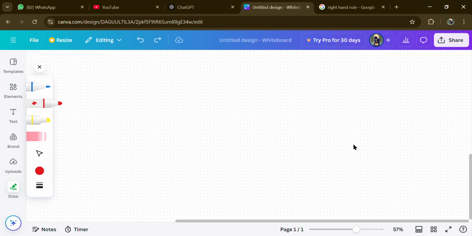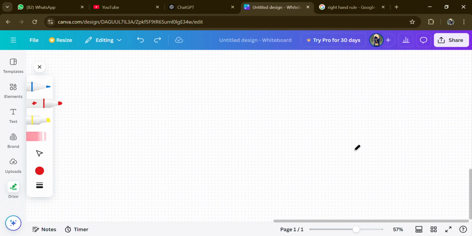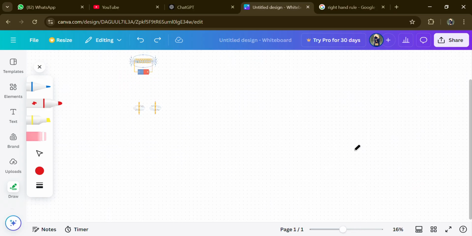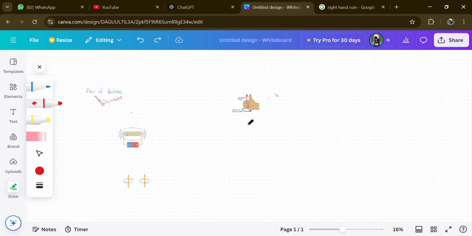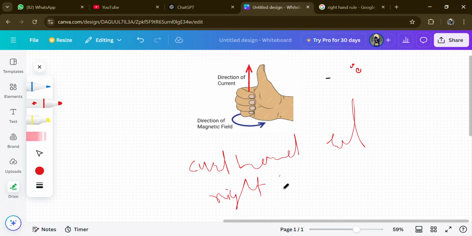Okay, let me just get up. Here you could see that hand. This is called the curl hand rule. It is also called the right hand rule. It's also termed by some as the left hand rule. So far, the curl hand rule is the appropriate name for it.